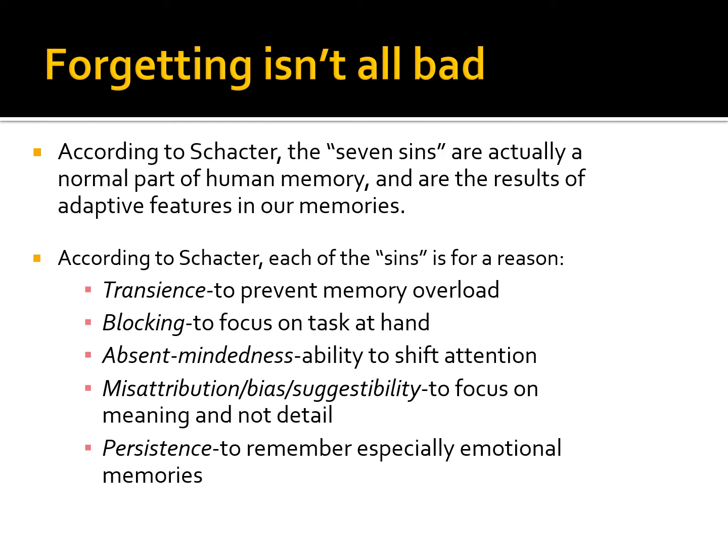Schachter says that each of the sins is for a reason. Transience is to prevent memory overload. That's that decay theory. Blocking is to focus on the task at hand, so it blocks other things out so you can focus on what you need to. Absent-mindedness is the ability to shift attention. Misattribution, bias, and suggestibility help us focus on meaning and not the details of things.